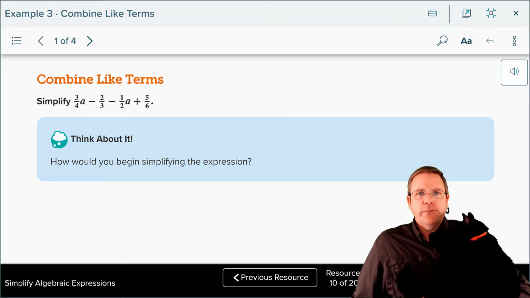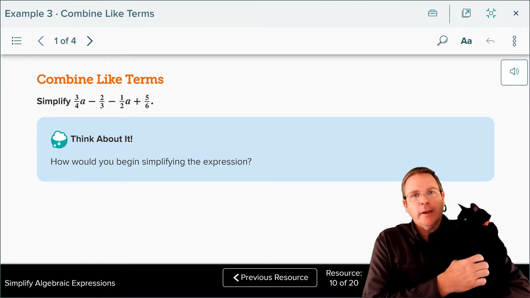Welcome back to Module 5, Lesson 1, Simplifying Algebraic Expressions.